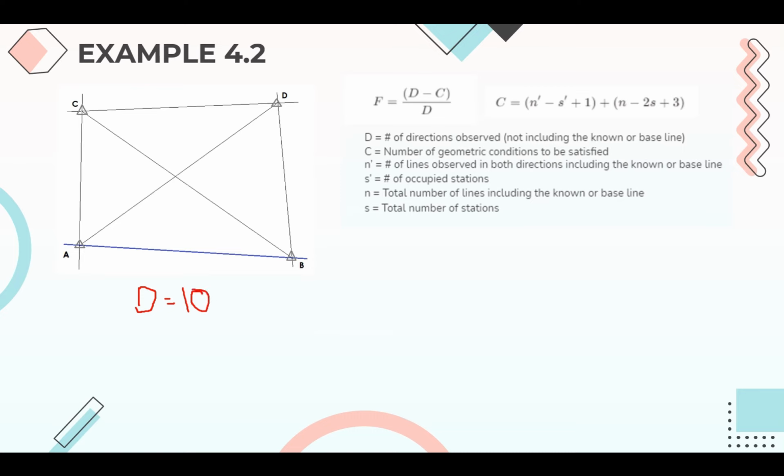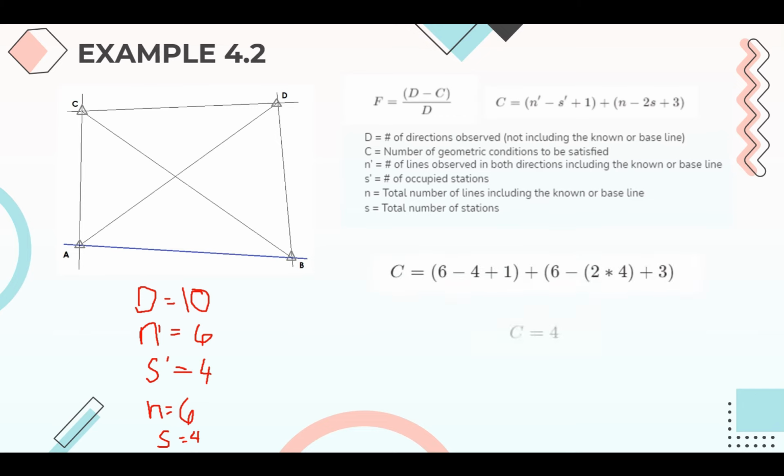How about the number of lines observed? So that's N prime. How many is our N prime? 1, 2, 3, 4, including this blue line, 5, and 6. Okay, notice that there is no station in the middle. So this is just one line. So 6 is our N prime. How about our S prime? How many stations? 1, 2, 3, 4. So easy, 4. And then our N, we already know it's 6. And our S is also 4. There you go. And that will yield an answer of 4.